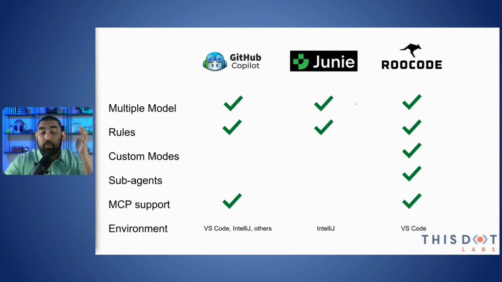GitHub Copilot, if you use VS Code in any way, shape, or form, is integrated within the experience, so it's pretty seamless and easy to utilize in that respect. RooCode is one that, if you're a power user of AI, you're probably very familiar with. If you're not, this might be the first time that you're being introduced to it.